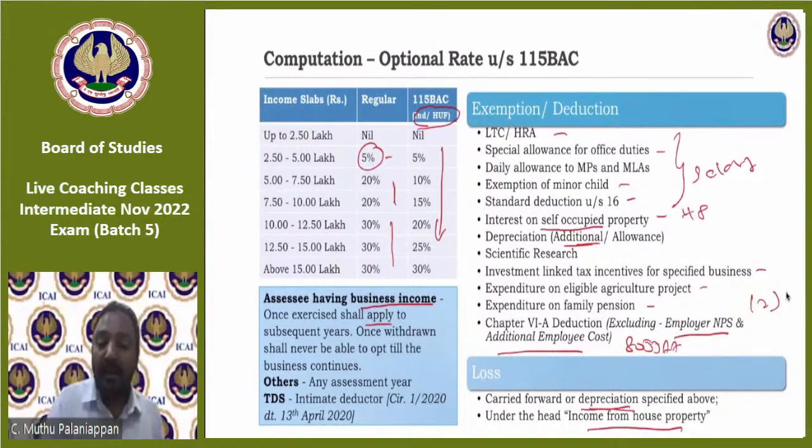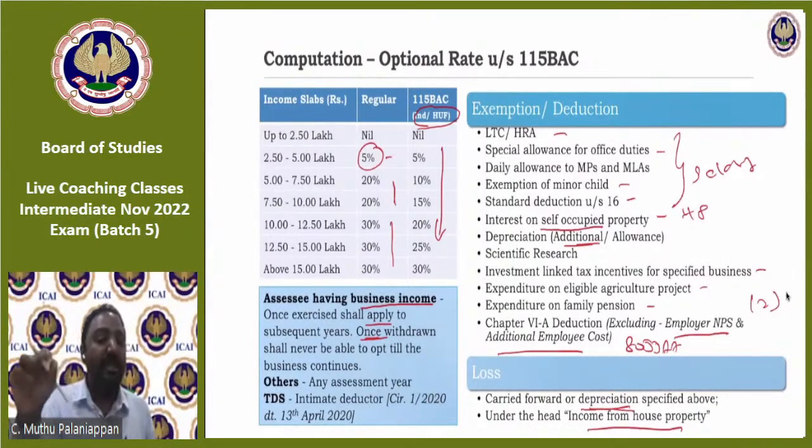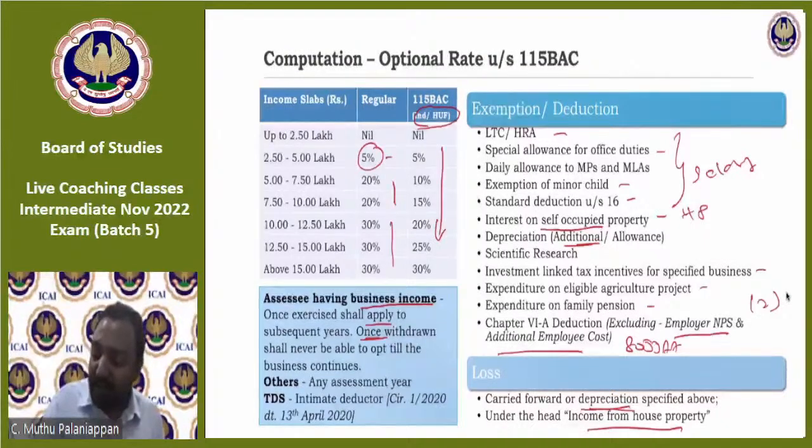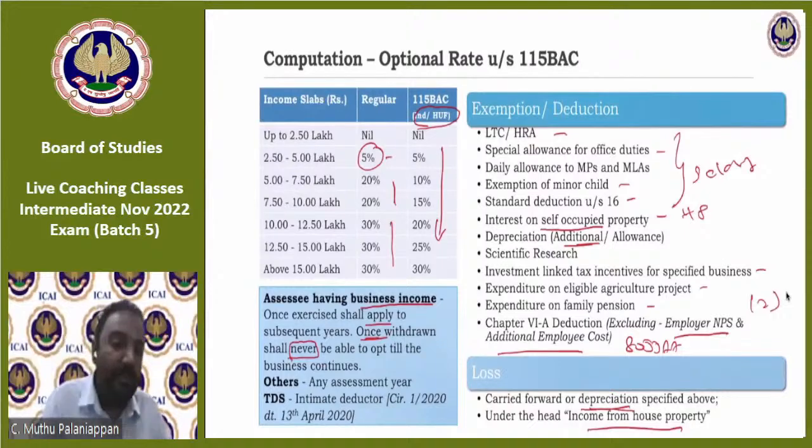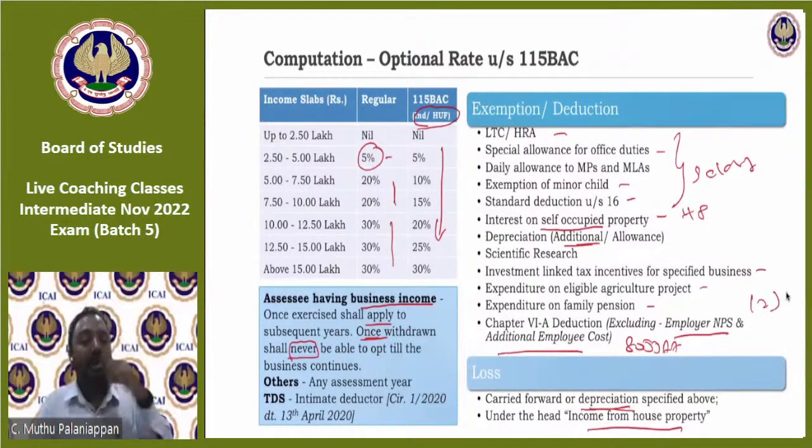But once withdrawn, if the assessee withdraws, for example, in 22-23, I say no to this special scheme, then I will never be able to opt for it again, till the time I am continuing with that business income. So as long as my business continues, I am not supposed to claim 115BAC, once I have come out of it in one single year. So you cannot opt again.